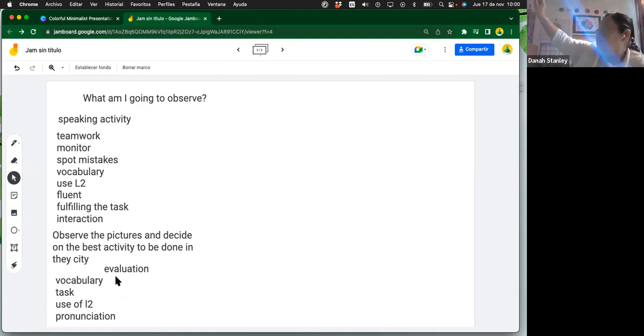If it is pronunciation, you can even divide the board. Pronunciation. A ver, guys, listen. In pronunciation, I spotted this. How do you pronounce this word? No sé. Collected or collected? Ah, collected. Okay, very good. Entonces, you are providing the general feedback.